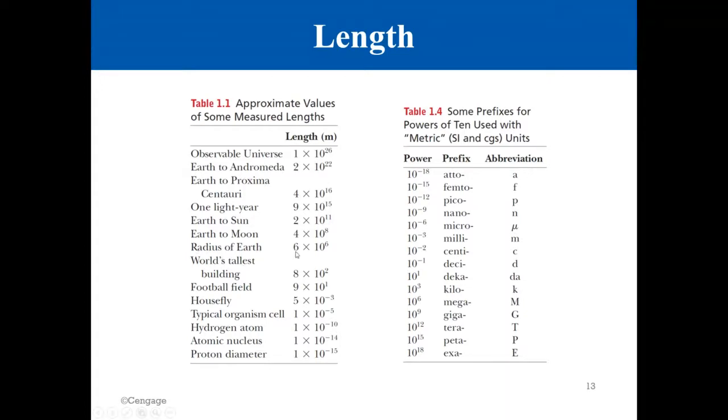Like the radius of Earth, it is 6 million meters, 6 by 10 to the power 6 meters. Like the atomic nucleus, the diameter is 10 to the minus 14 meters. The diameter of the proton, a fundamental particle, is 1 femtometer, which is 10 to the minus 15 meters. So we need to be familiarized with this kind of measurements, and we also need to get familiar with these prefixes that we usually use to report measurements.